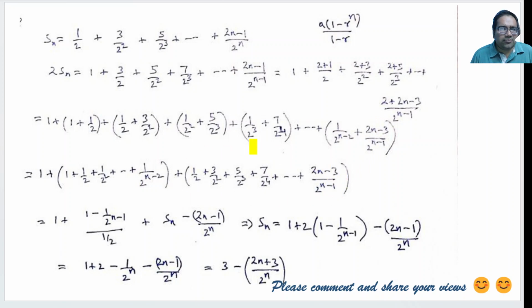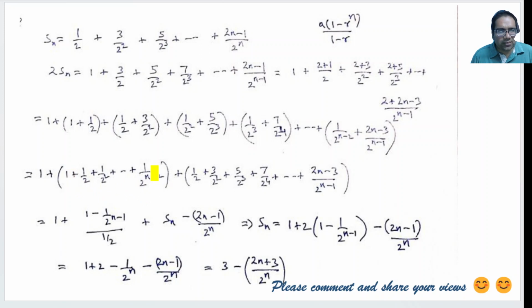So first terms and second terms separately, and one is already there. Now this is a familiar geometric progression: 1 plus half plus (1/2)^2 up to (1/2)^(n-2). How many terms are there? There are from 1 to n minus 2, plus 1 more term. So total n minus 1 terms.